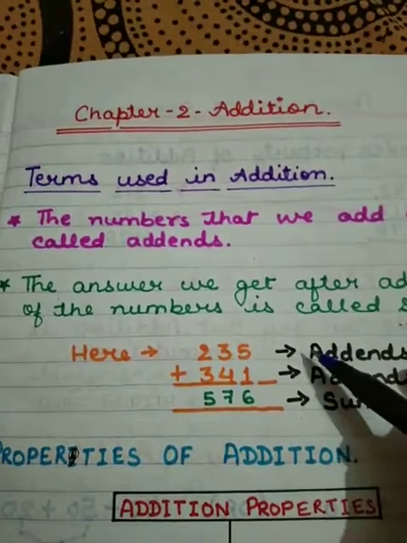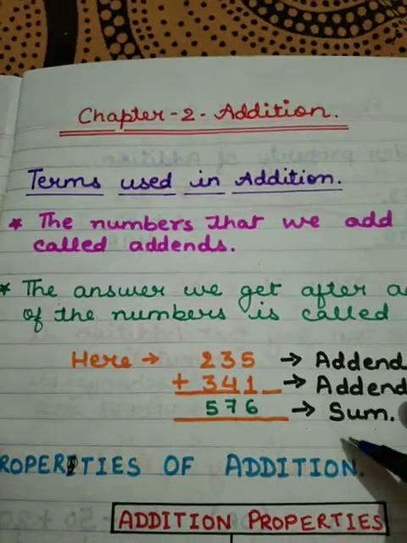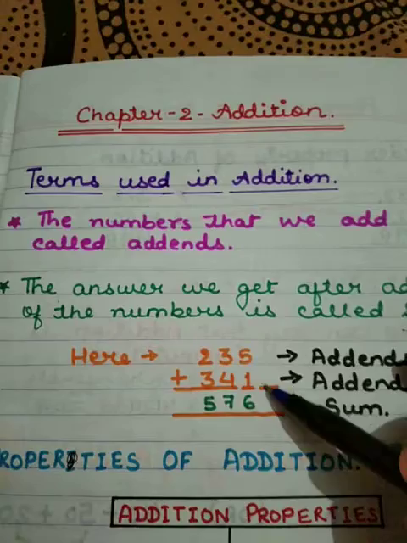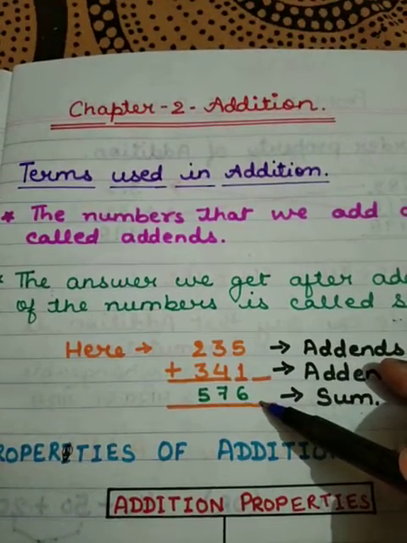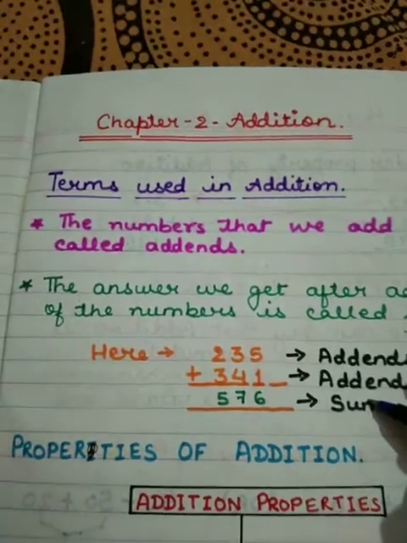क्लियर है? दो टर्म्स है, एक एडेंड्स दूसरा सम. सो दो जो नंबर को ऐड करते हैं दैट इज एडेंड्स, और जो ऐड करने के बाद सम आंसर निकल कर के आता है दैट इज सम.